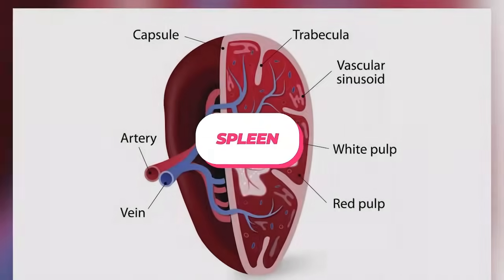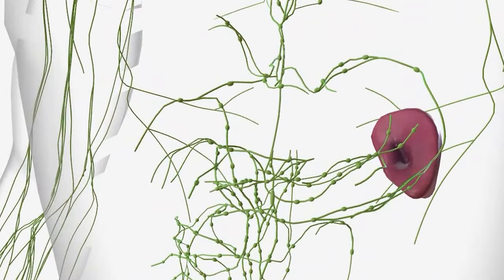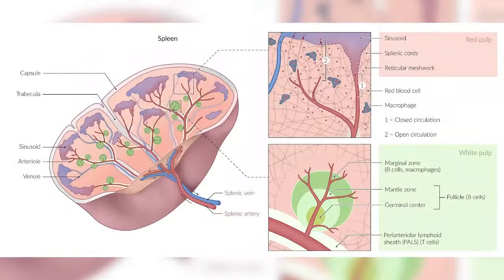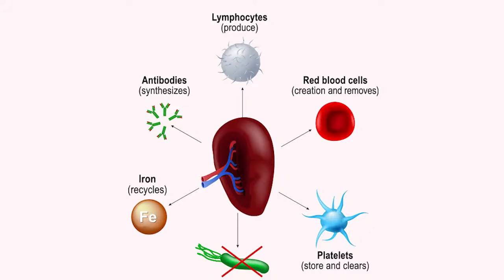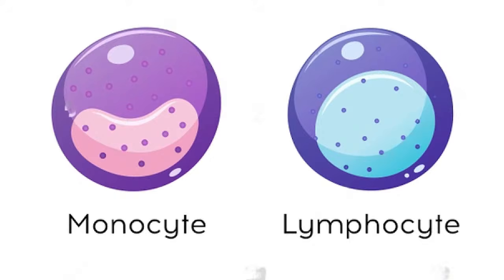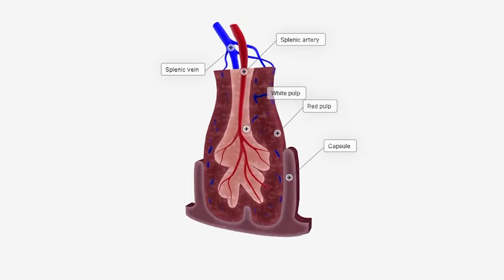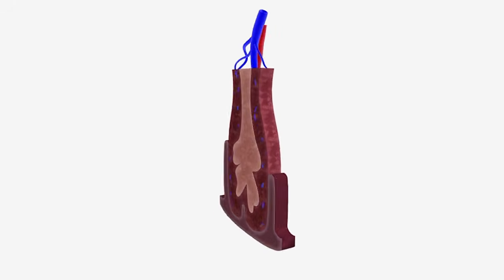Spleen. The spleen is an organ located in the upper left abdomen that acts as a filter for the blood, similar to the lymph nodes. It also plays a role in the production and storage of white blood cells, particularly lymphocytes and monocytes. The spleen also helps to remove old or damaged red blood cells and platelets from the circulation.